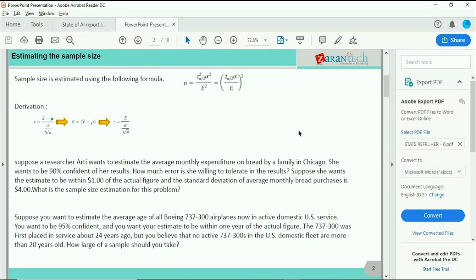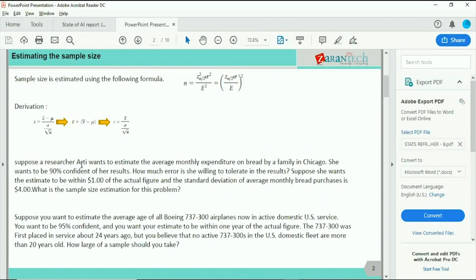Now what is E, error? Error is the error of your study. How far the mean of the study that you are doing is from the population mean. That is termed as error here. But anyways, we already know the formula, right? So let's look at the first question.